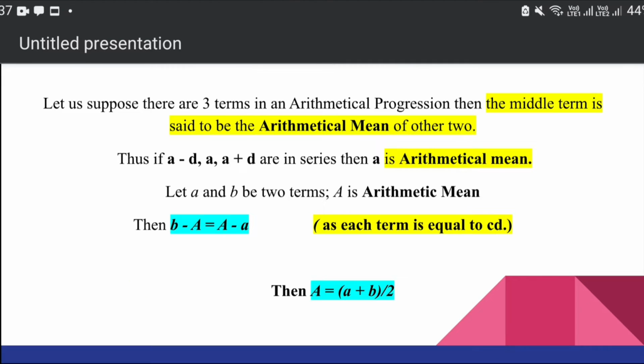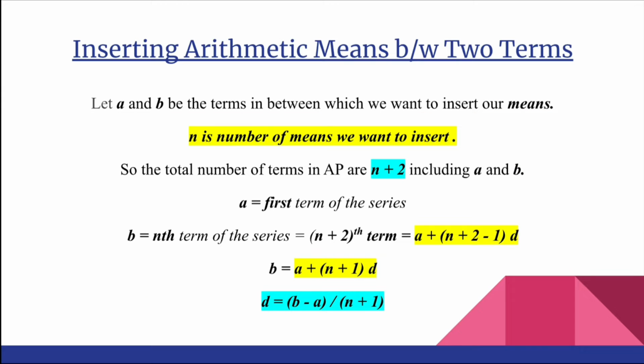Now we will go to another slide and understand how to insert arithmetical means between two terms. Suppose you want to insert 10 terms between two terms, right? So how many terms will it be? The 10 terms you want to insert and the additional two terms, so you will have 10 plus 2 equals 12. Thus we can say, if you want to insert n terms, you will have n plus 2 total terms, right?